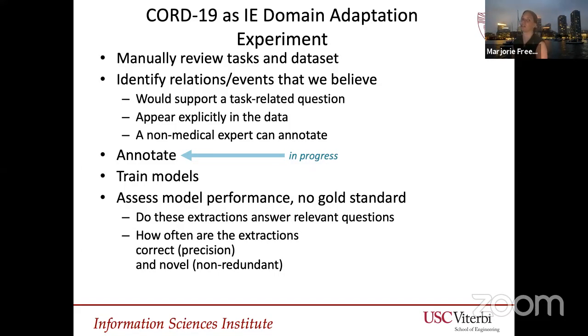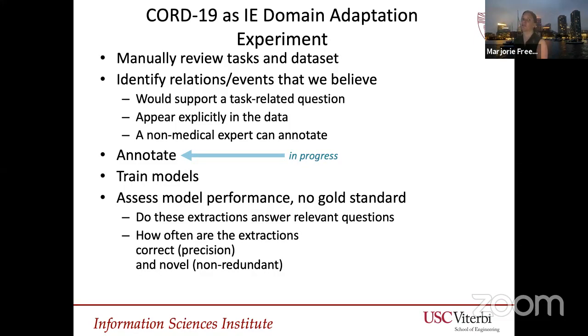We didn't want to say just, what can we find in this data? We said, experts have told us what they want to find. Let's try to find it. We also wanted to acknowledge the limits and assumptions of our approach. The information extraction tools that I work with work much better if the answer is explicit in the data. They have a hard time inferring from lots of background knowledge. And so we were looking for events and relations that we believed would be mentioned explicitly in the data.